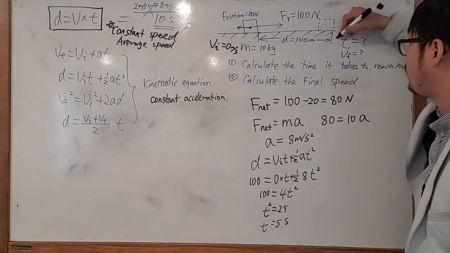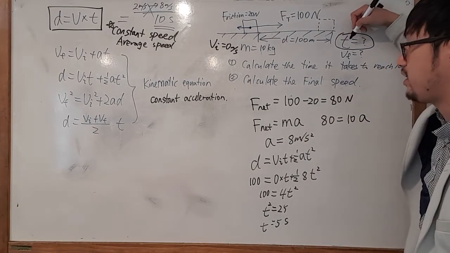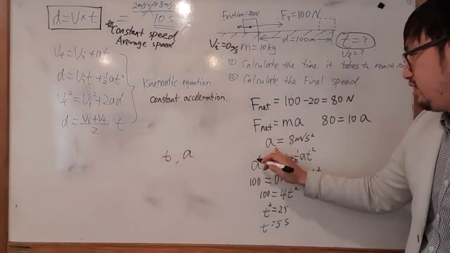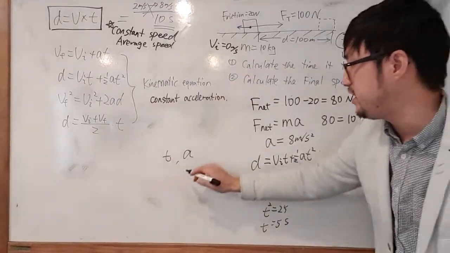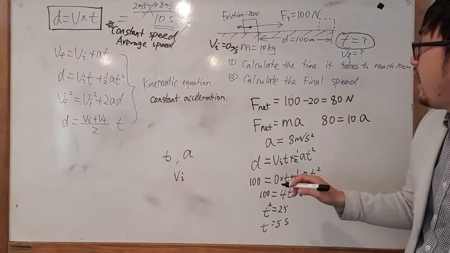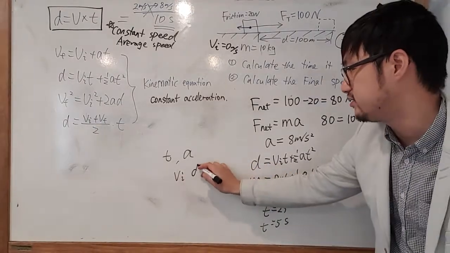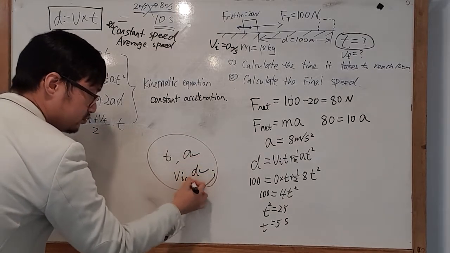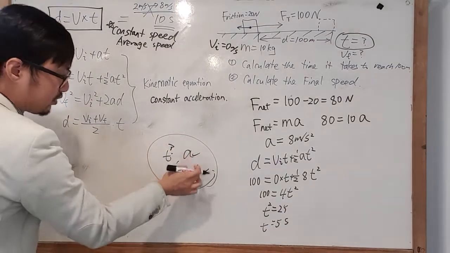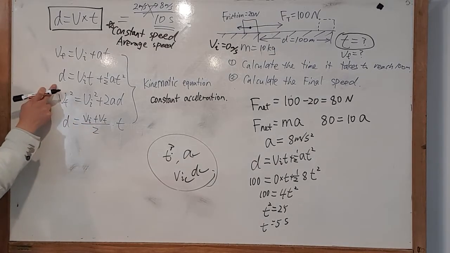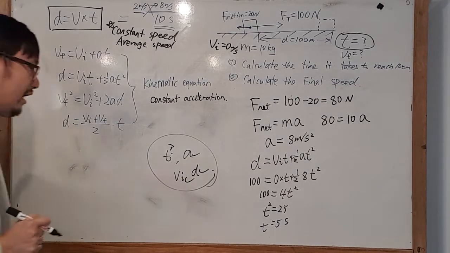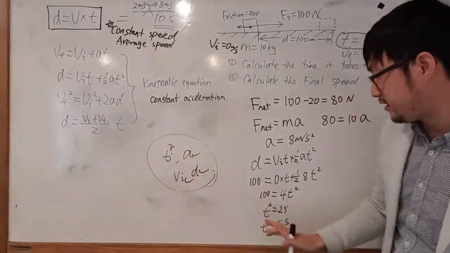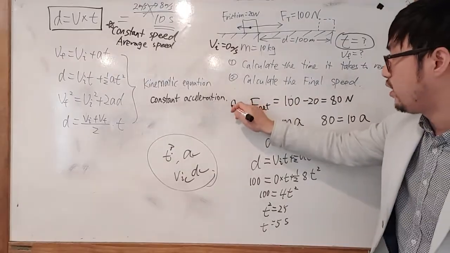How did I know? I want to find time, so I need an equation with time. And I know acceleration, I know initial speed, vi, and I know distance. I just need to find the equation with these quantities. I know this one, this one, this one, and this one is the question mark. So I look for the equation with these four numbers, and I've got it, which is this one. That's the only one. So that's question 1 answer.